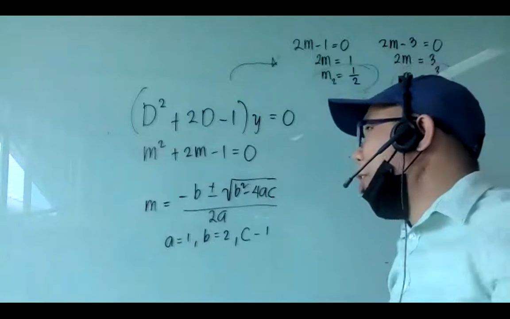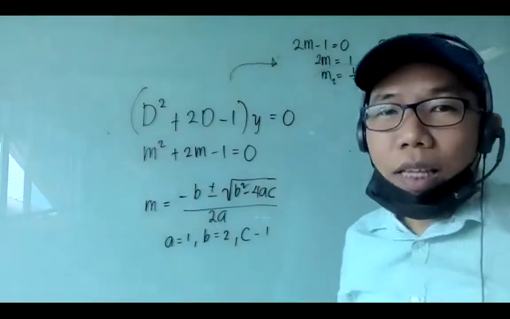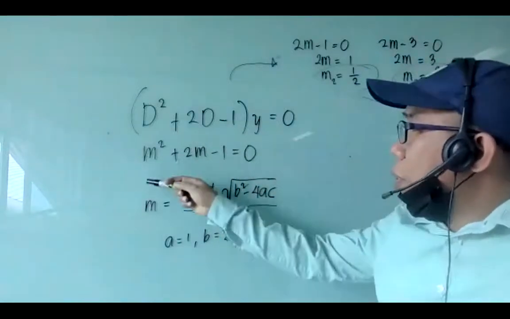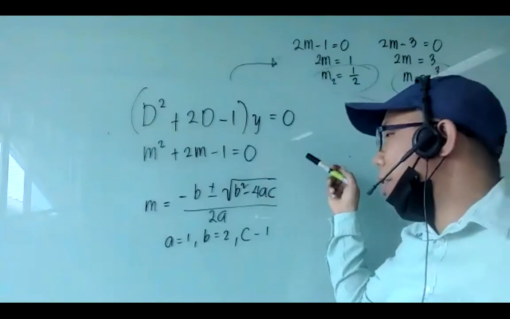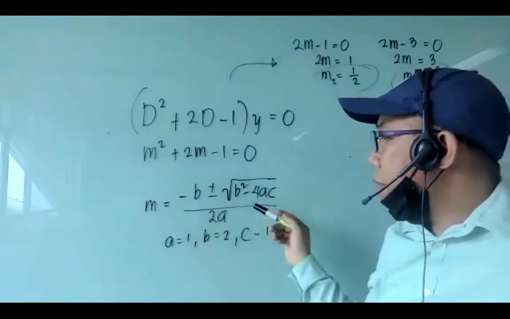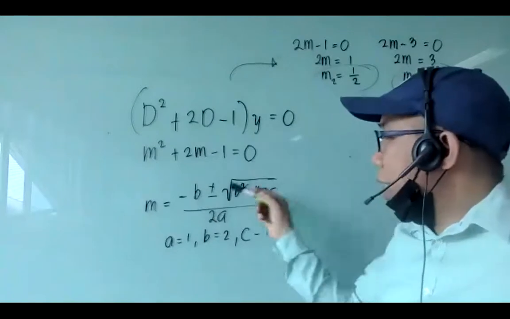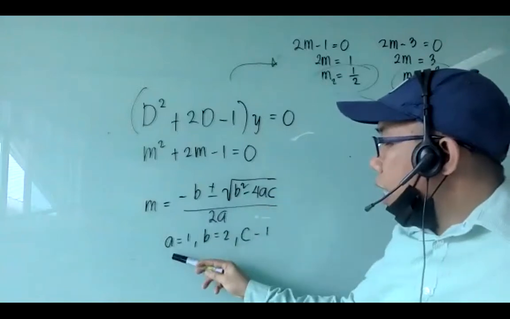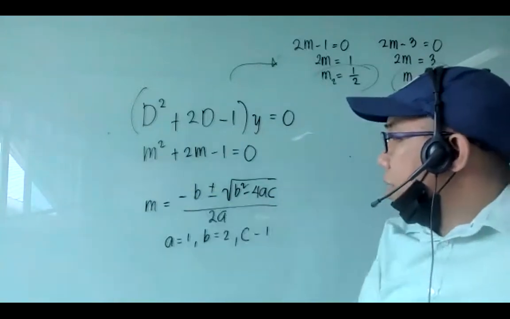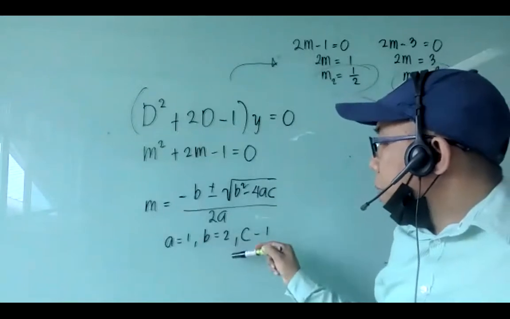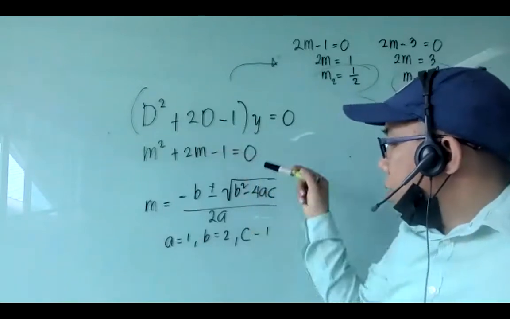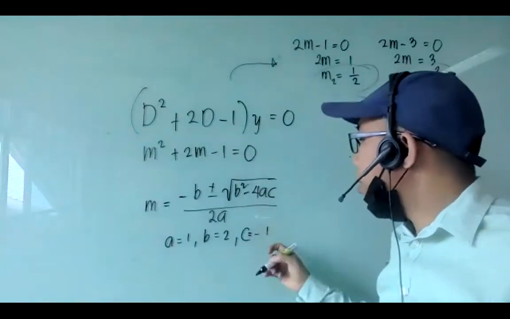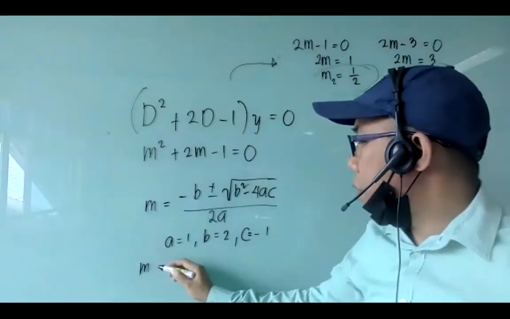Okay, now for this problem, we're going to utilize the quadratic formula in finding for the roots. Okay, so if we first write the auxiliary equation, m squared plus 2m minus 1 equal to 0. And the formula for finding for the roots using the quadratic formula is negative b plus or minus square root of b squared minus 4ac over 2a. And a here is the coefficient of m squared, which is 1. B is the coefficient of m, it's positive 2. And c is equal to negative 1. So we now solve for the roots.